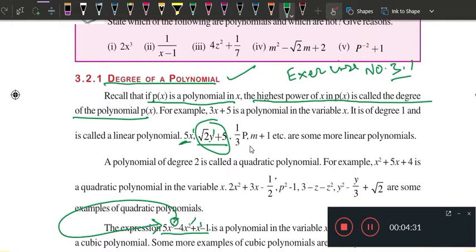Okay children? You can take any polynomial. See, this is one polynomial, 2x square plus 3x minus half. Which is the power of x? 2. Here, what is the power of x? 1. What is the power of x? 0. So, which is the highest power of x? 2. So, 2 is the degree of this polynomial. Got it? We will go to the exercise, then you can learn easily. Okay, children?